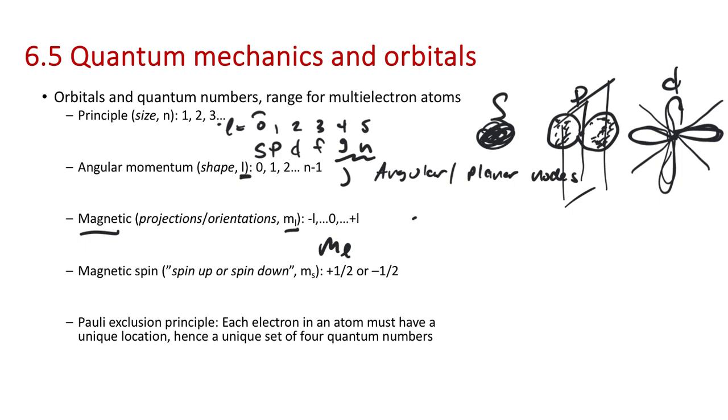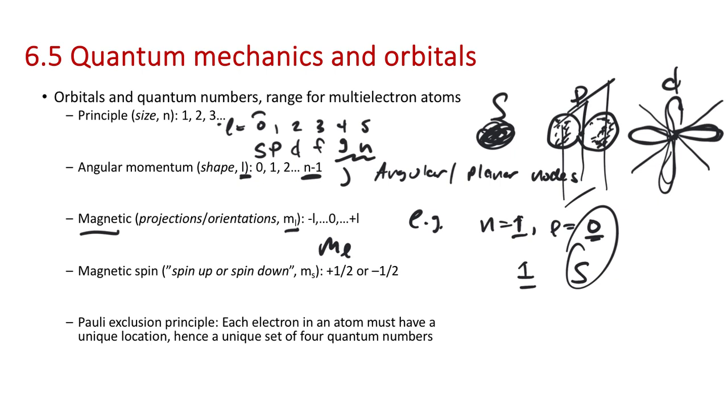So for example, if we have n equals 1, the range of L values is only 0 because the max L can be is n minus 1. If n is 1, the greatest L can possibly be is 0, because 1 minus 1 is 0. So this is the only possible L value. And this is saying that's a 1s orbital, so 1 from the n value and s from the L equals 0.